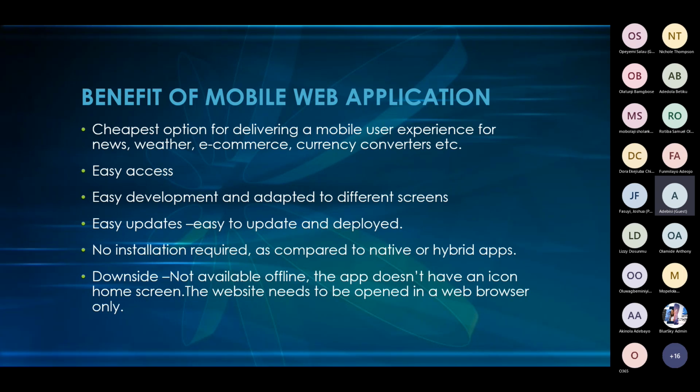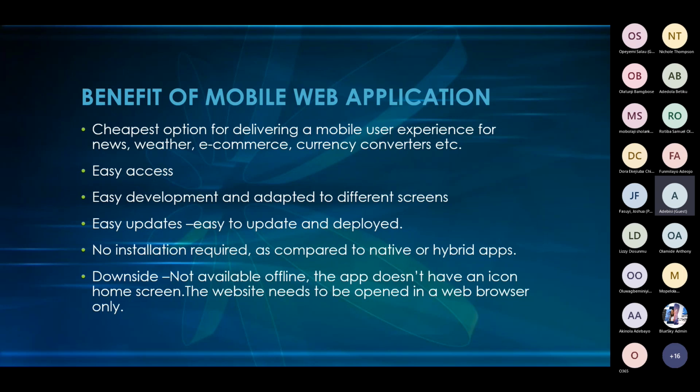Then, to continue with our mobile application, there is no installation required as compared to native or hybrid apps. You're not installing anything, like I said earlier. What you need to have is the URL. Once you have your URL, you go into it, do whatever you want to do, and you're done. The disadvantage is that it's not available offline because it uses a URL. If you don't have network, you can't have access to it.